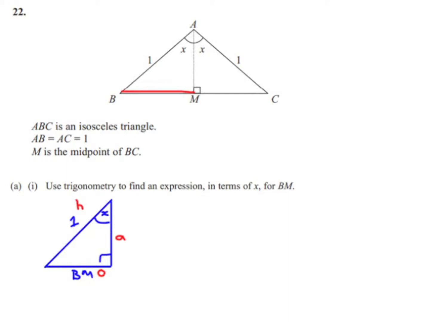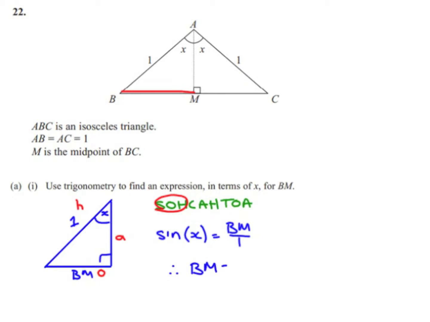So I label opposite, adjacent, hypotenuse. I write out SOHCAHTOA, and I decide which bit I'm going to use. I've got O that I want to find and H that I have, so the SOH, the sine section, is the bit to use. So the formula is that sine x is equal to the opposite, which is BM, divided by the hypotenuse, which is 1. Now dividing by 1 doesn't really do anything, so we've got an expression for BM in terms of x, which is what we're asked for. BM is equal to sine x.